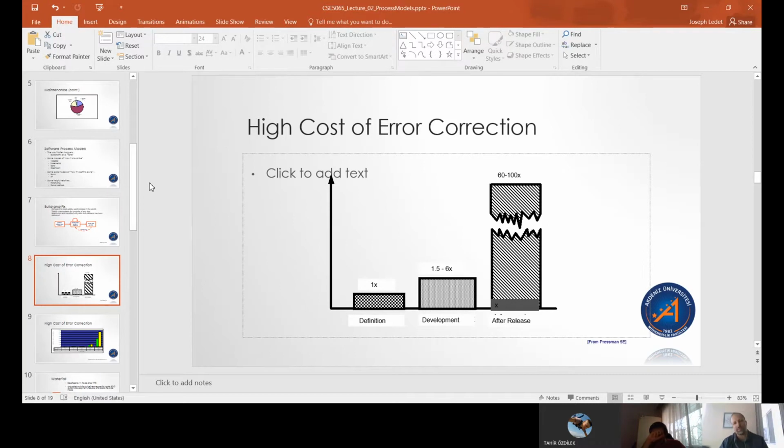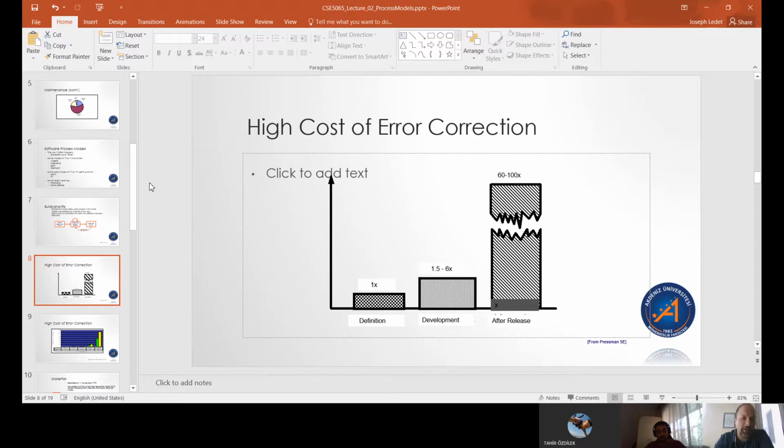Then development would be that next phase of the system design, but sorry, the unit design, the coding, the unit testing, that kind of stuff, and even some system testing. Then after release would be after it gets out to the customer. This would be after deployment.